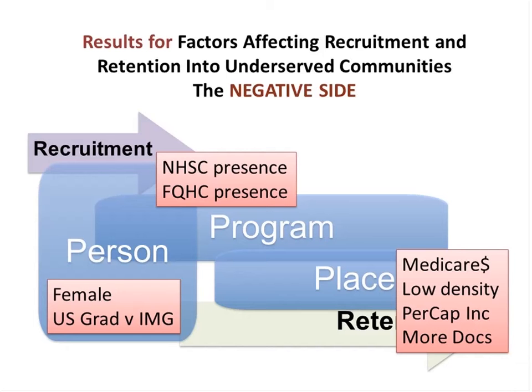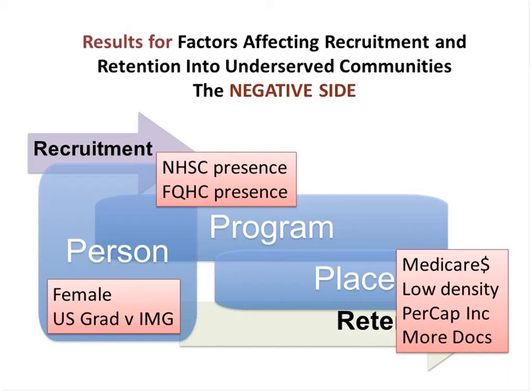Now, that might be a good thing in that the NHSC and FQHC might reflect a steadier physician practice profile in that area. However, getting new people in was not associated with the presence of NHSC programs or FQHCs. We found that females were, in this case, less likely to go into these rural underserved areas, or more likely to go out of those areas. So a female was less likely. U.S. graduates versus IMGs: IMGs were more likely to go into a rural underserved place and less likely to leave.